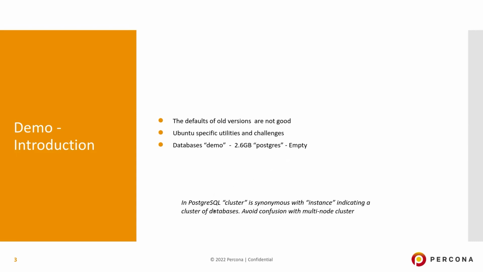Another important point to keep in mind during this presentation is that I'll be repeating the word cluster here and there, and some of the utilities are also named like cluster. In Postgres, cluster is synonymous with instance. Instance means a Postgres installation running on a particular port with one data directory. That is one instance. And Postgres uses cluster to indicate that it is a cluster of independent databases within. Okay? And don't get confused with the multi-node cluster, which is a different topic.